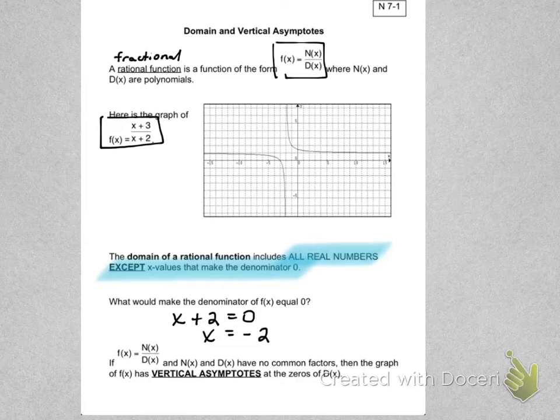And if we draw that line at x equals -2, right there, you would notice that these graphs approach it but don't touch that line, x equals -2, and that is what's called a vertical asymptote. So right here is your vertical asymptote, and it is at x equals -2, which also happens to be the value that makes the denominator equal 0.